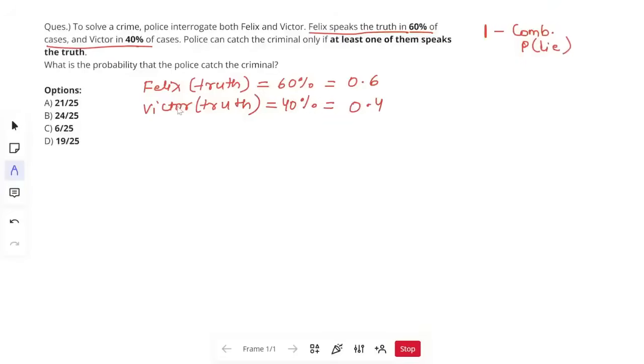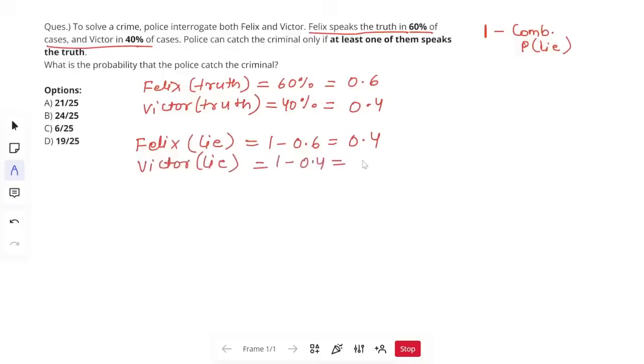So till now we have found out the probability of truth for Felix and Victor. Now what we will do is find out the probability of lie. So Felix's lie probability is how much? If 0.6 is for truth, the remaining will be lie, which is 1 minus 0.6. 1 minus 0.6 is going to give us 0.4. In the same way, for Victor, the lie probability is 1 minus 0.4. So this is going to give us 0.6. So we have got the lie probability.